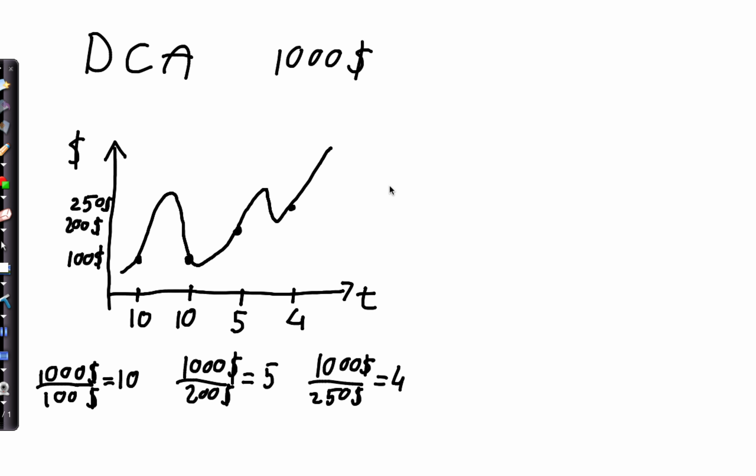So as you can see, the idea of this strategy is that when the price is low, I buy more, and when the price is higher, I buy less. And if the price in the long term is going up, the average price you are paying is actually quite good. Okay, so this is the dollar cost averaging strategy.